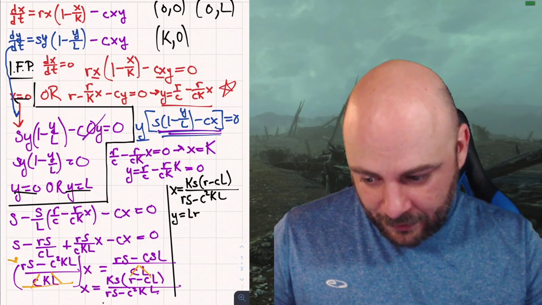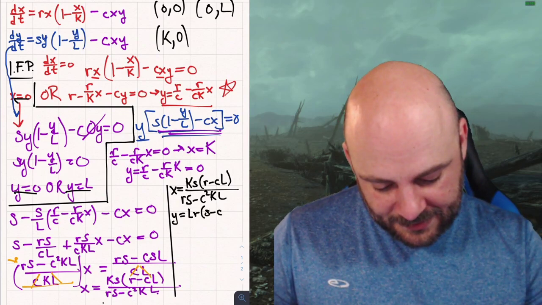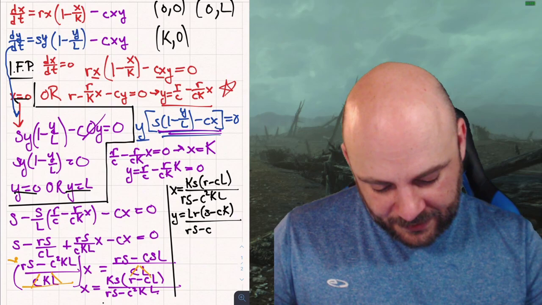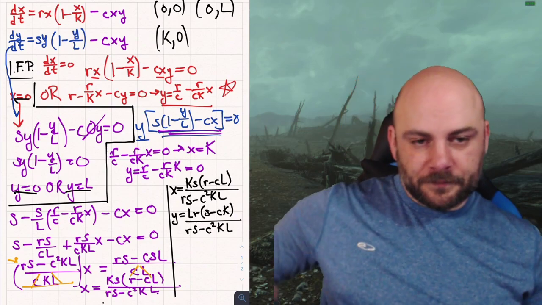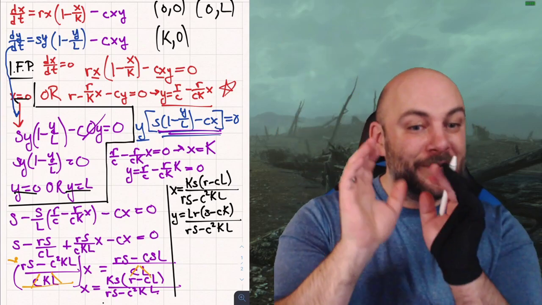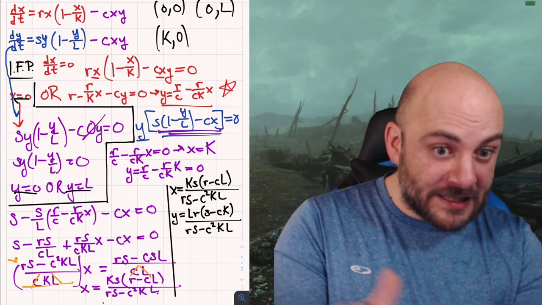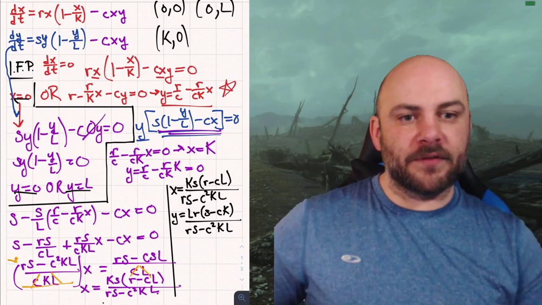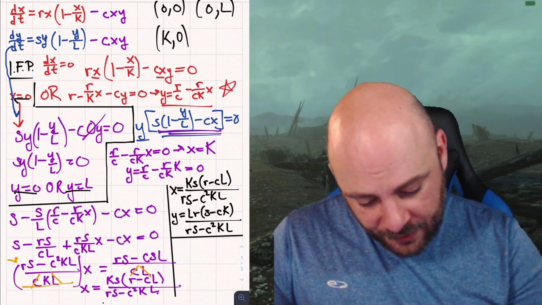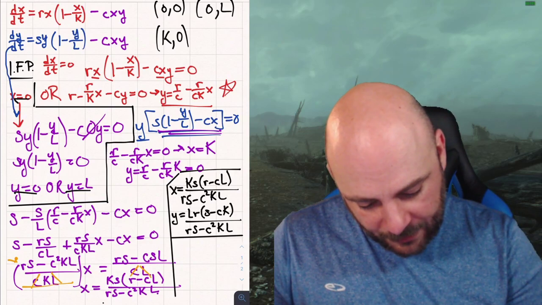L R times S minus CK divided by RS minus C squared KL. So we see there, the carrying capacities are swapped, the intrinsic growth rates have swapped on the numerators, and then my denominator is exactly the same because the denominator is symmetric with respect to the properties of the two. Okay, so this is wonderful. This right here is the x and y component of our fourth equilibrium point.